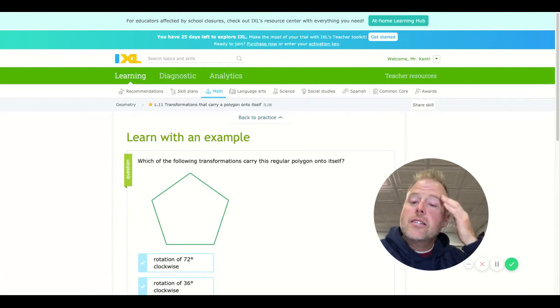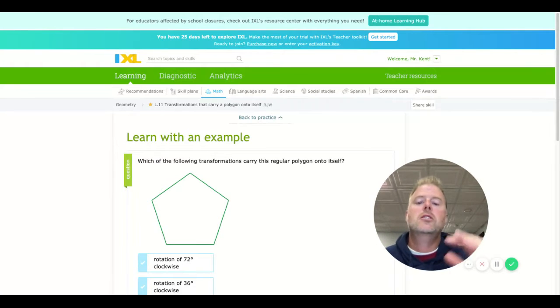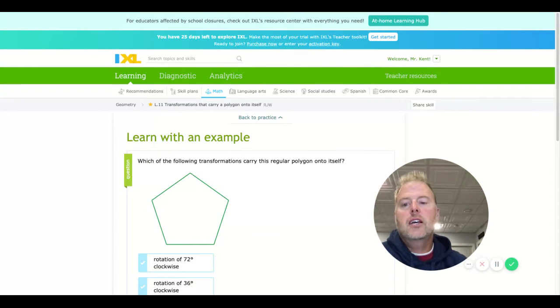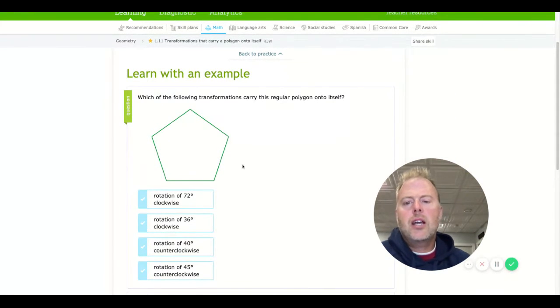So what we're going to be looking at is how do you carry the polygon back onto itself, either through reflection or rotation. So by spinning it or by just flipping it over. In this case, and now we can have more than one answer as our answer in this case. But here we're looking at this pentagon.